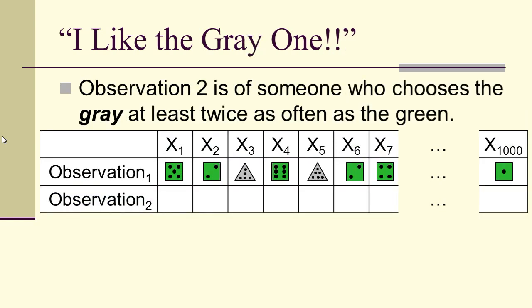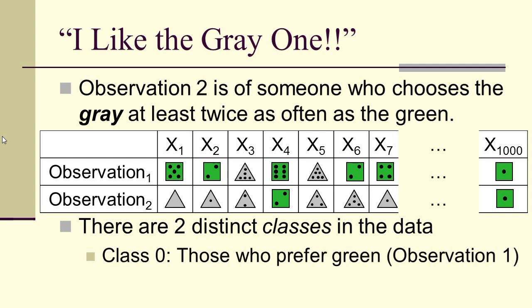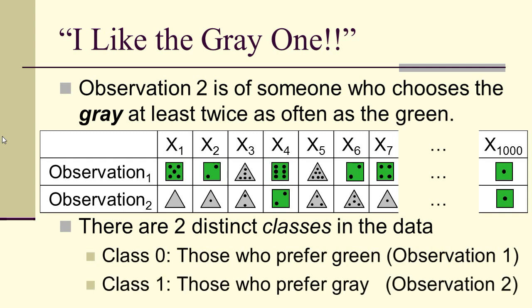Now, the second observer might be the person who likes the gray one. So they roll the gray die and record their observations for 1,000 trials. Notice that sometimes you'll get a 0, which you cannot get with the green die. But everybody's going to use both dice at times, so they're both going to sometimes get zeros. So there's two distinct classes in this data: those who prefer green and those who prefer gray.